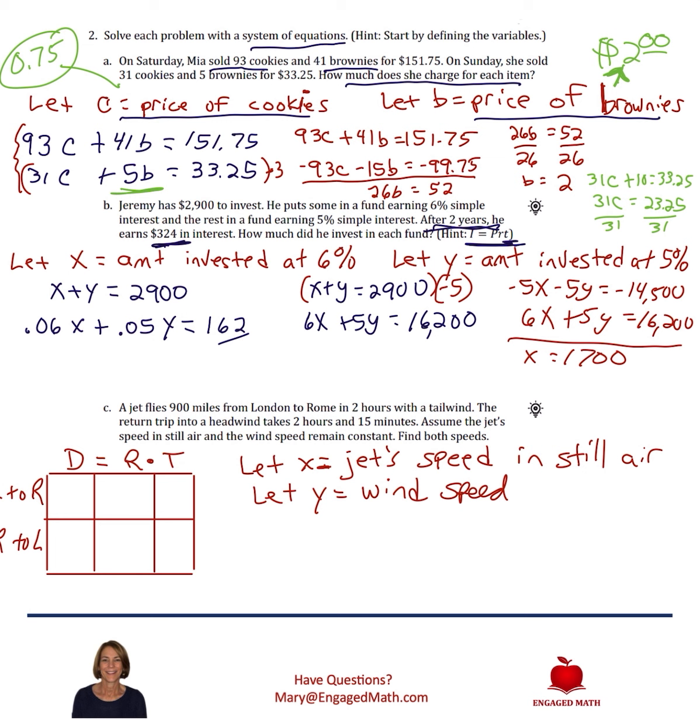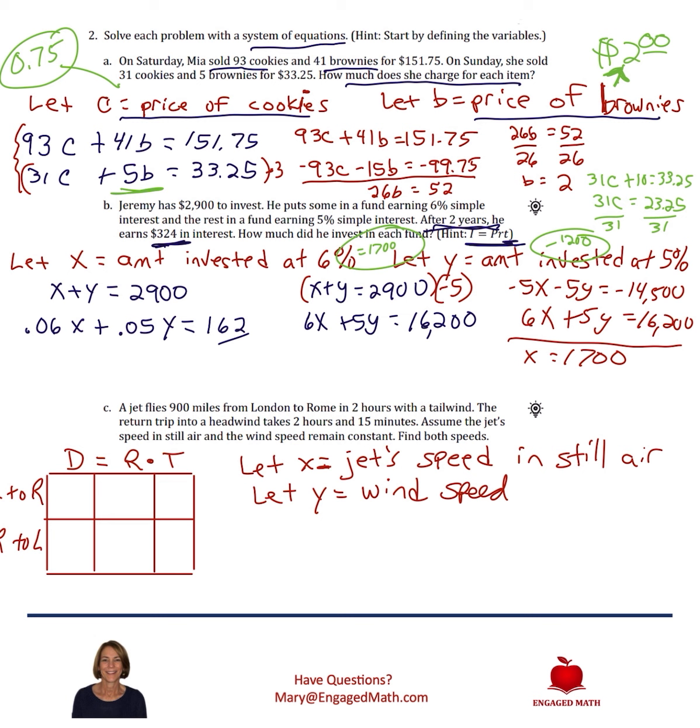So the amount we invested at 6%, I'm just going to write that up here, equals $1,700. And so we know, since we invested $2,900 altogether, y, we don't even have to do any work, must be 1,200. So we know how much we invested at each amount. All right, let's go to the distance, rate, time problem.